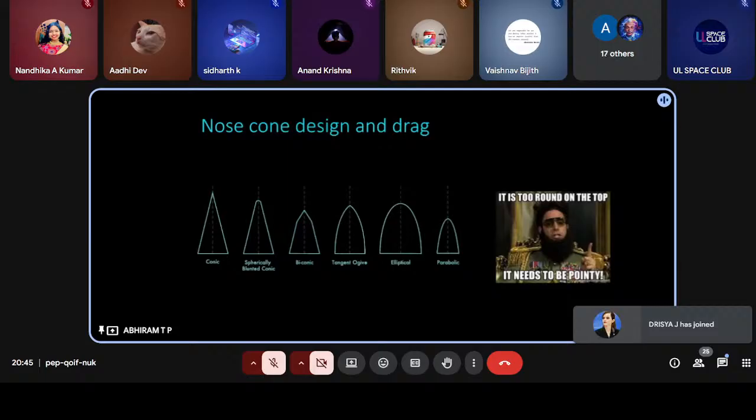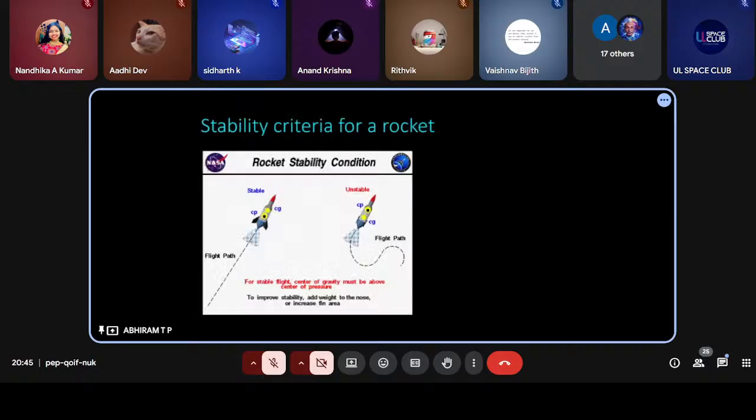And when we talk about the stability of rockets, we cannot avoid the concept of center of pressure and center of gravity. It's not that easy to understand without some prior knowledge of mechanics. However, I'll try my best to explain this center of pressure and center of gravity concept lightly.